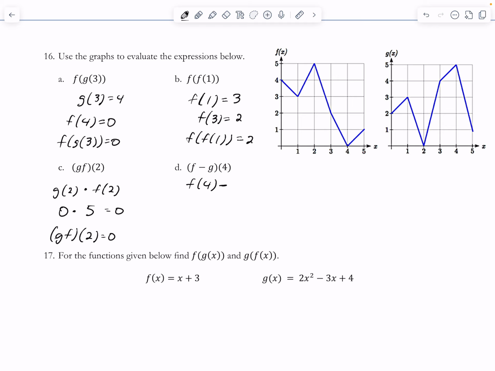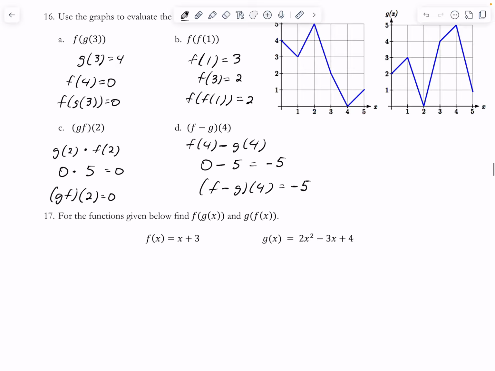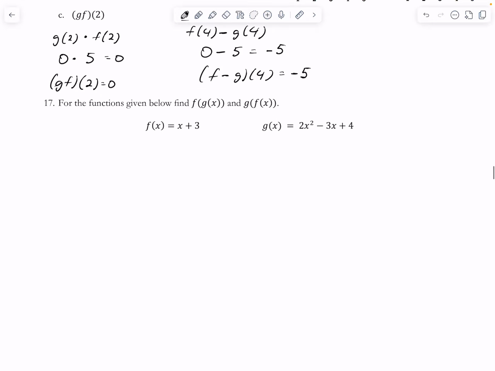Subtraction. F of 4 minus g of 4. F of 4 is 0. Minus g of 4, which is 5, which is negative 5. So f minus g of 4 is negative 5. All right, so that was composition and operations with tables and graphs. Now let's do it with the actual functions.